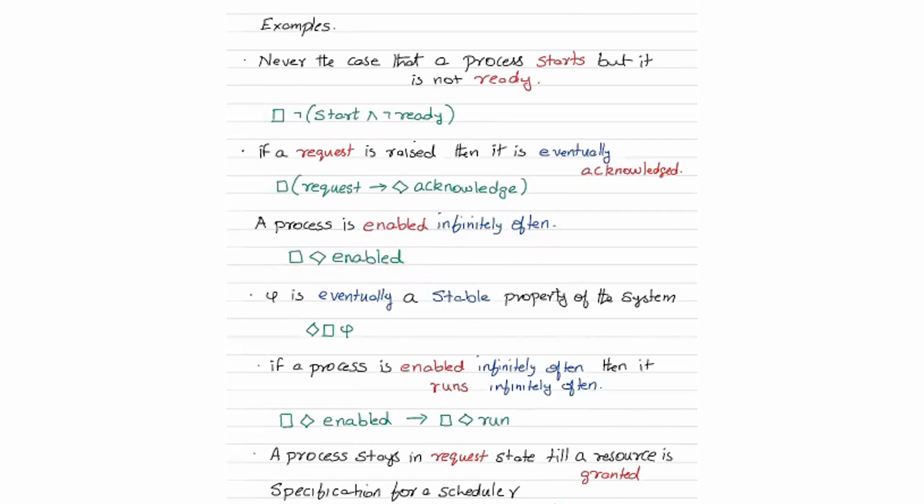Okay. If I swap these operators, these logical connectives, box and diamond, and I say something like diamond box phi, then it means that phi is eventually stable, right? Phi is eventually a stable property of the system. So there is some point after which phi always holds. So for instance, you might say that this process always deadlocks, right? So there is some initial prefix where it's fine. After that, it's always going to deadlock. Okay, so something like this is what you would write.